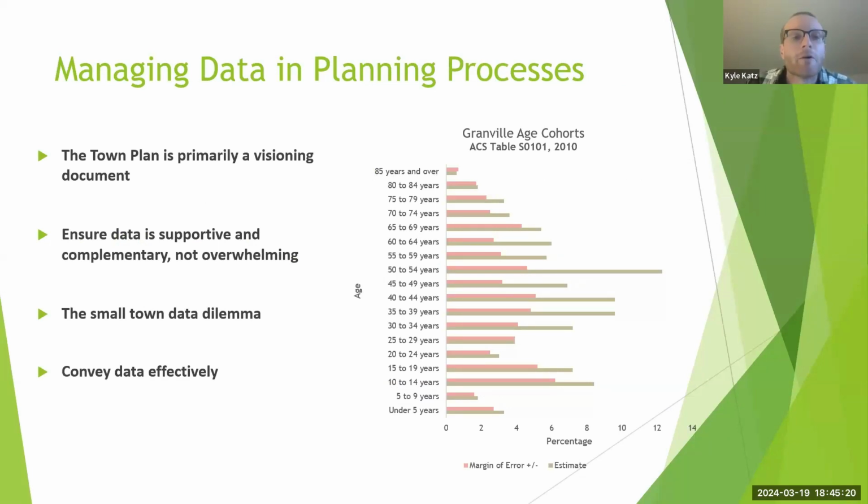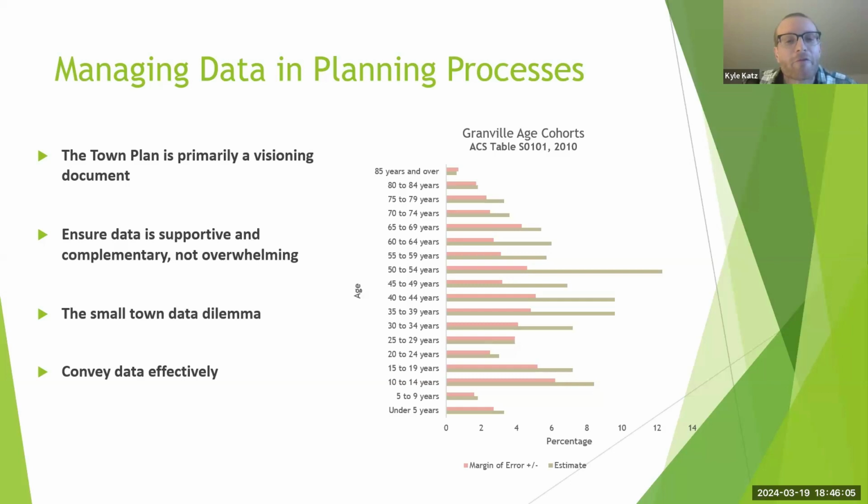Okay, so a little more on the town plan. The town plan is primarily a visioning document. The plan looks forward over an 8-year period and develops a set of goals, policies, and recommendations for ways a town can more closely align with where it would like to be. We need to ensure data is supportive and complementary and not overwhelming to the plan. There's a ton of information available out there, and we need to be careful about collecting that data, making sure that it's reliable, and how that data and information is included in the plan.